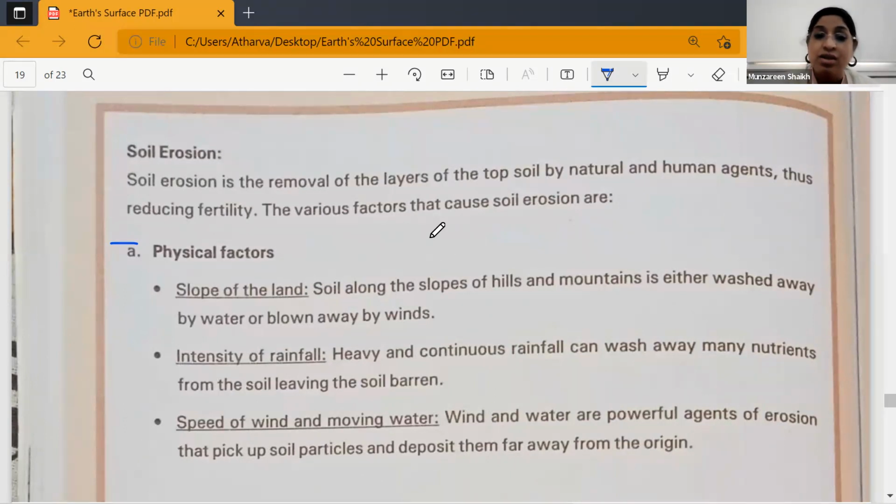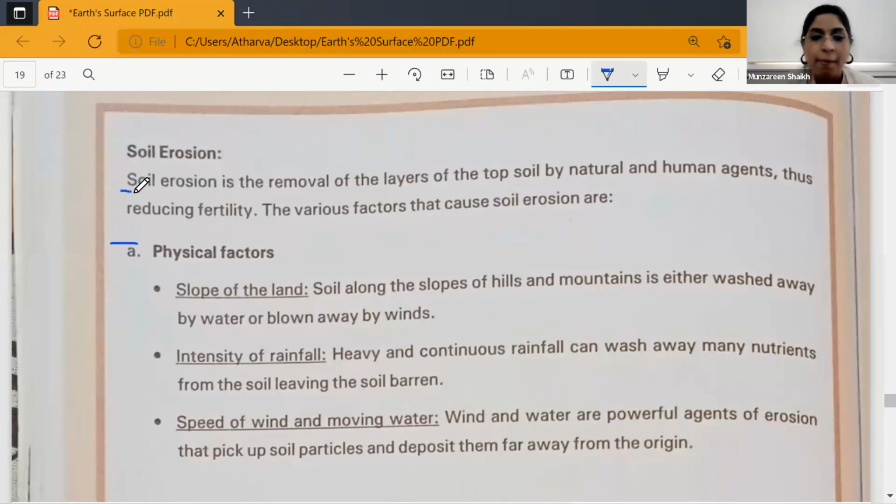Soil erosion is the removal of the layers of the topsoil by natural and human agents. So what happens in soil erosion? The topmost layer of the soil gets removed. How? By natural and human agents. And when this happens, what is the result of that? Ma'am, they reduce fertility. Yes, the fertility of the soil is reduced. Please underline this entire sentence.